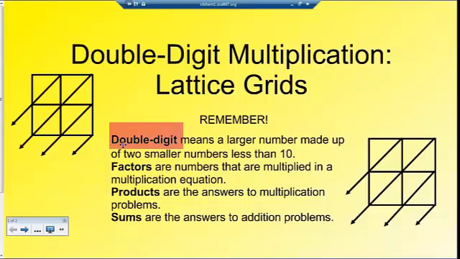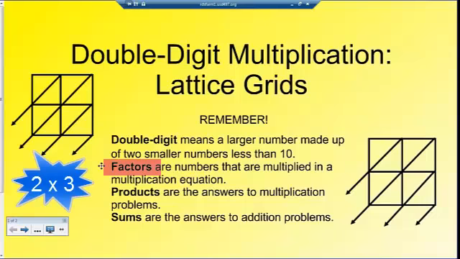When I use the term double digit, I am referring to any larger number that is made up of two smaller numbers less than 10. When I use the term factors, I am implying that there are numbers that can be multiplied together in a multiplication equation, such as 2 times 3.